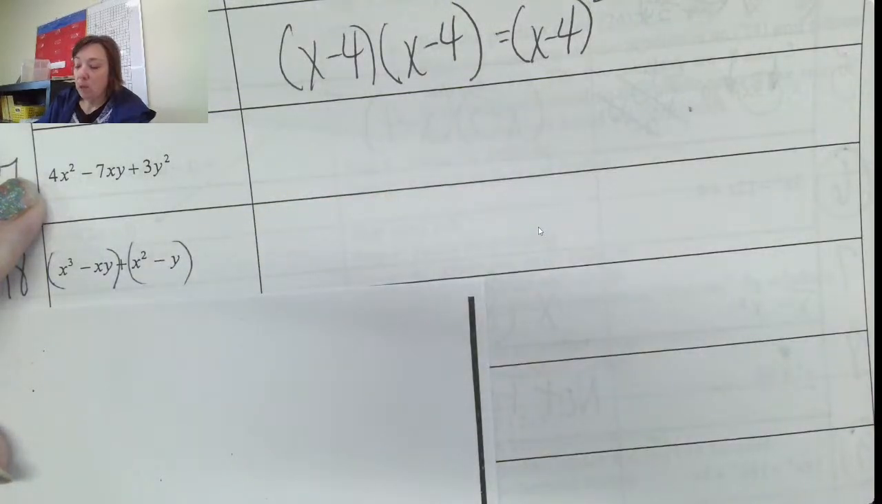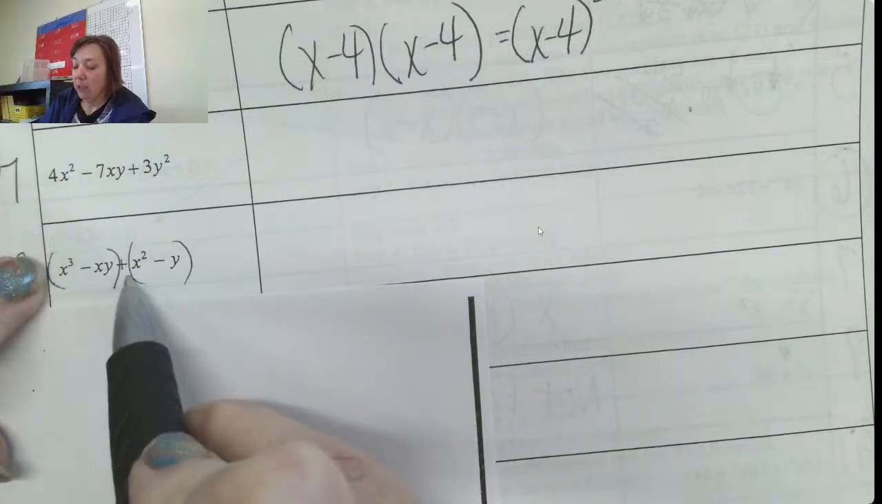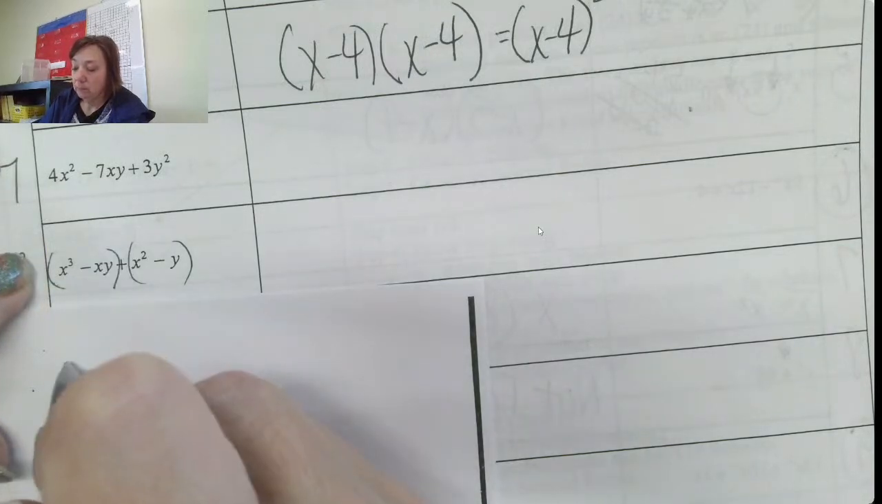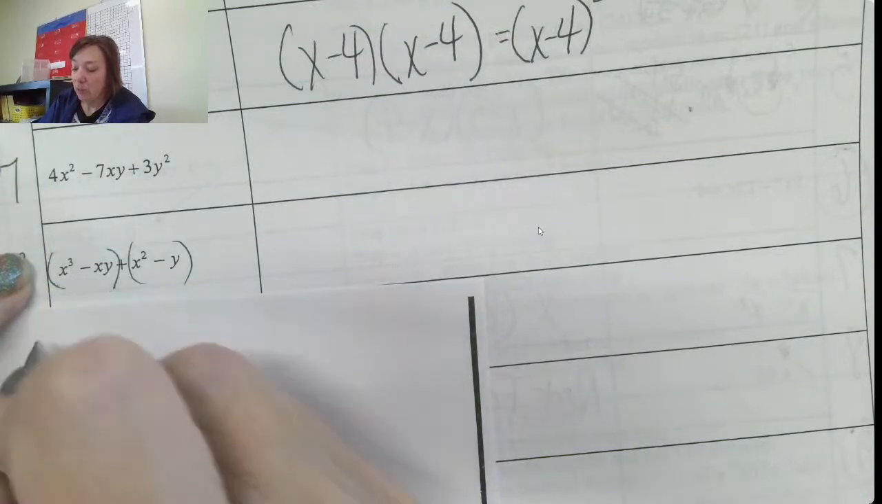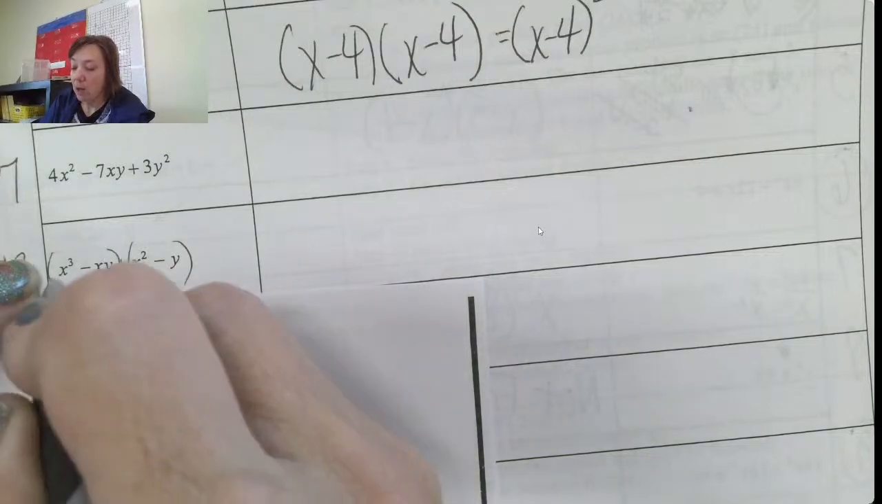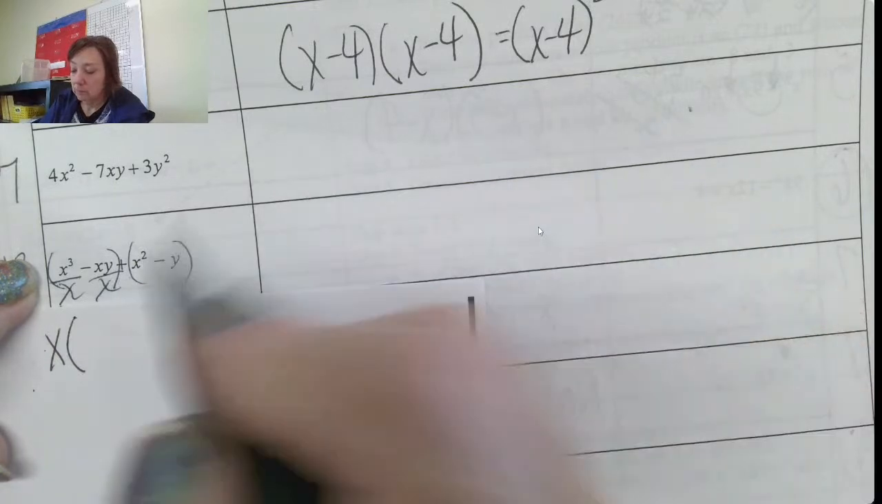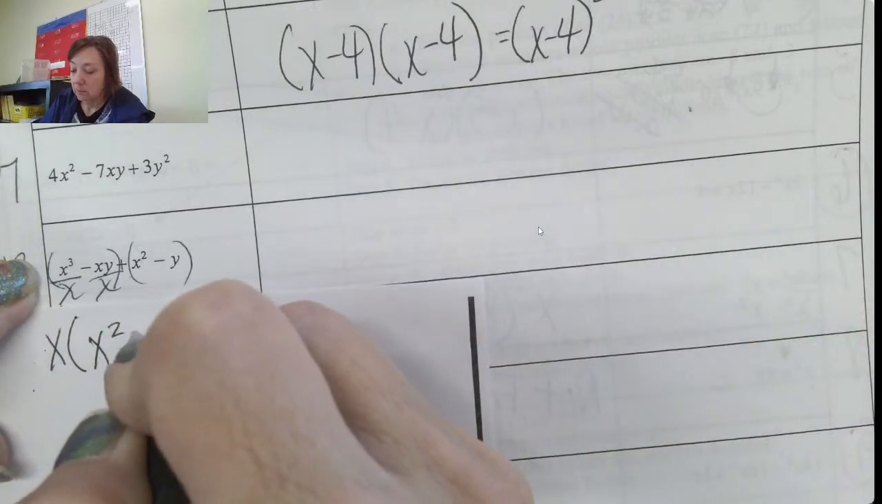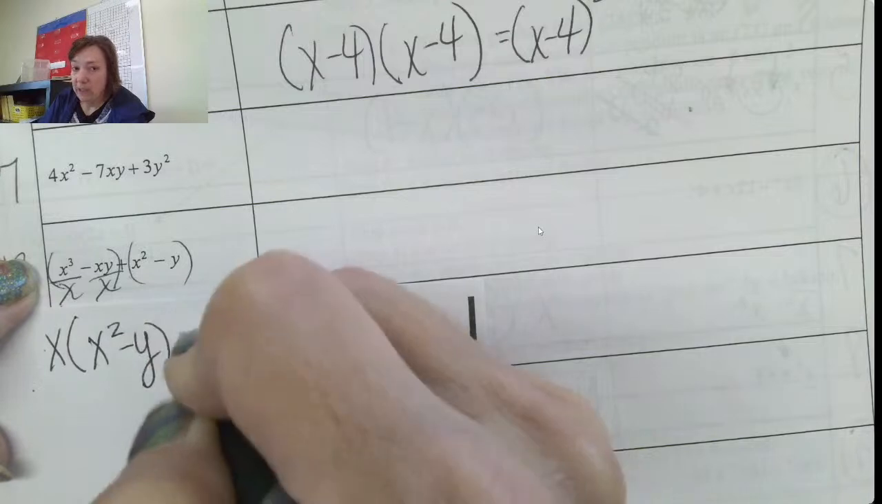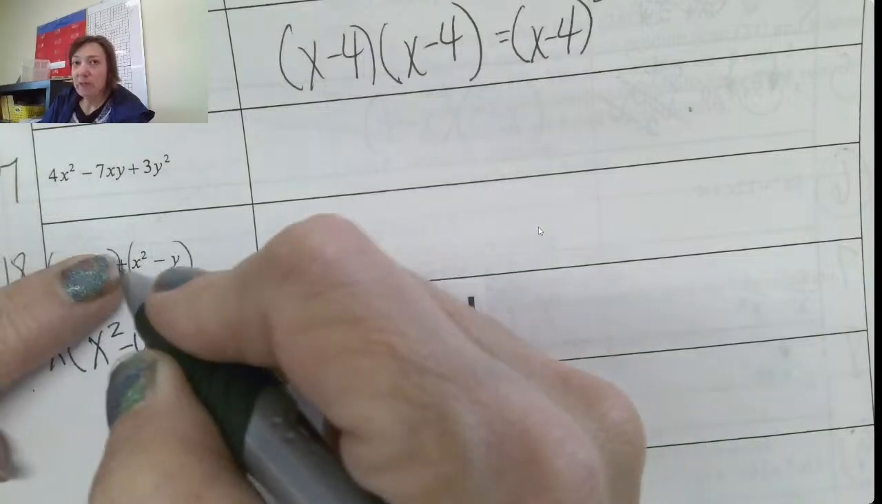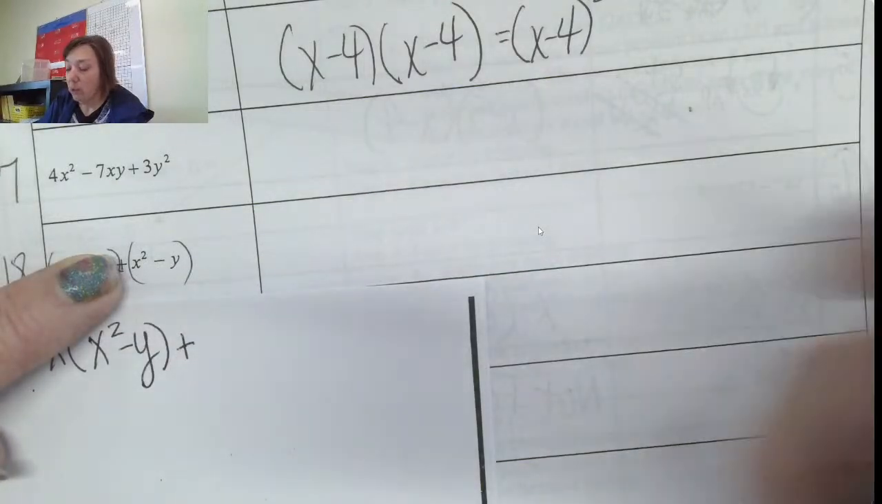Okay? So when you look at this first grouping, what could be factored out? X, and what does that leave us? X squared minus y. Okay, and then we got this plus sign. Now, if you look at this, there's nothing we can factor out. But what do you notice about it?